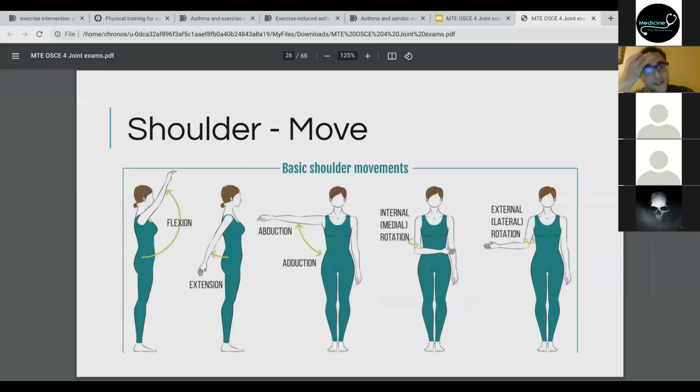And then move. So remember, the shoulder moves in kind of a 3D space compared to a lot of the joints. So you've got your flexion and extension, abduction and adduction. Remember when you're presenting that to really pronounce the B and the D and make sure the examiner knows that you know what you're talking about. And then you've got internal and external rotation.